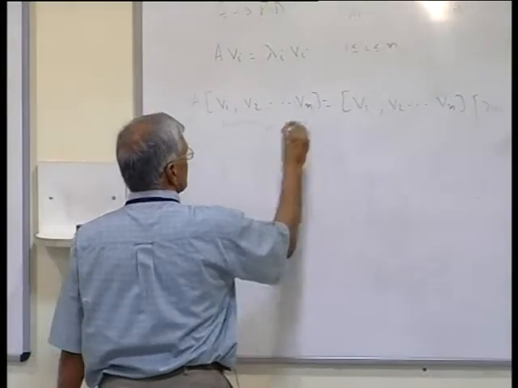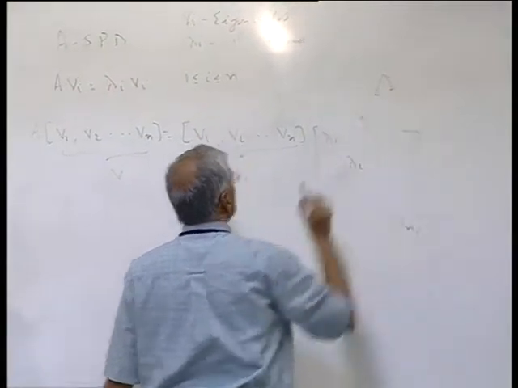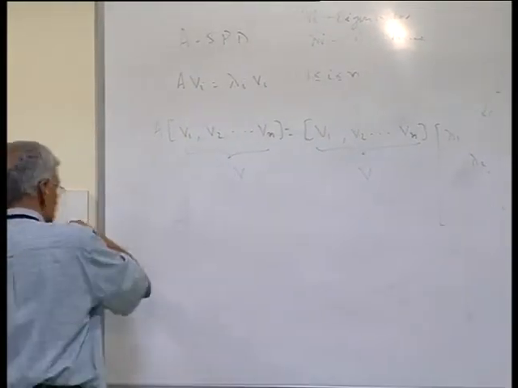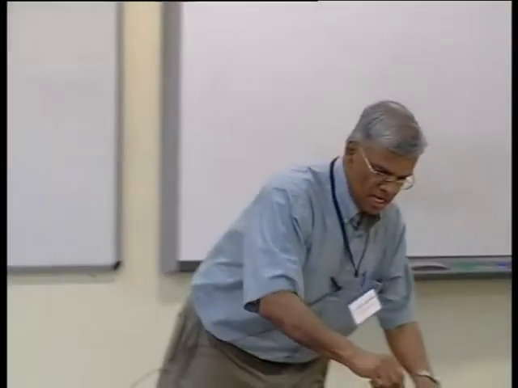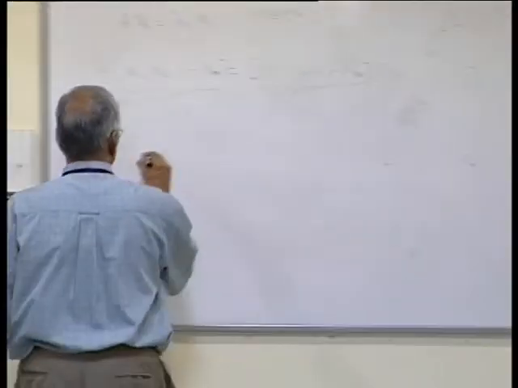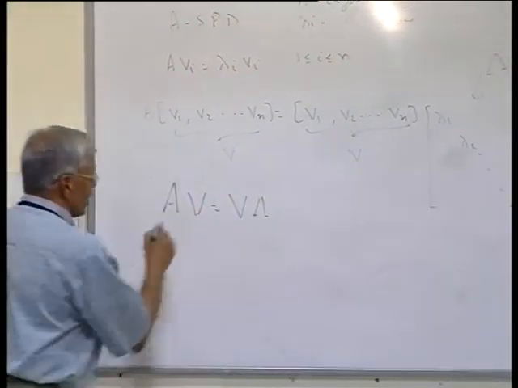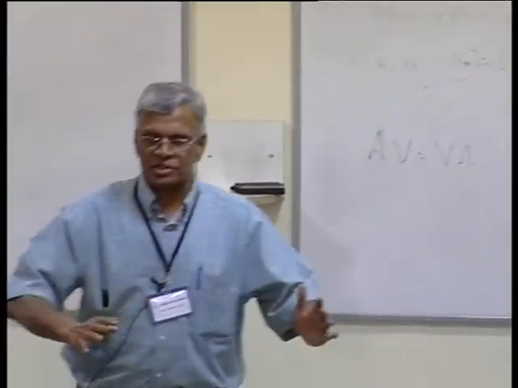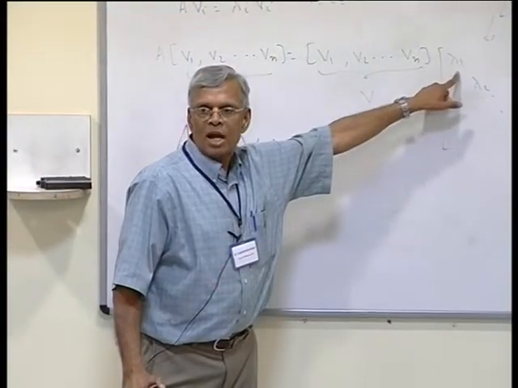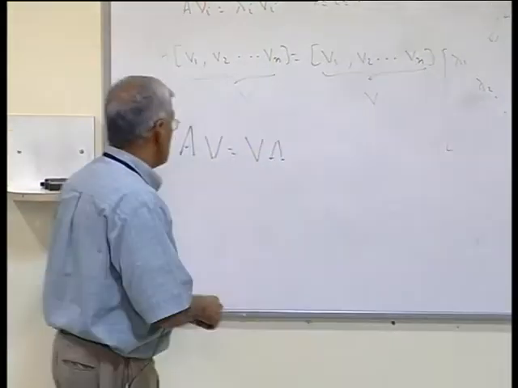So I'm going to call this matrix V, and this diagonal matrix lambda. So I have these n relations written as one single relation, which is AV is equal to V lambda. So what is V? V is the matrix of eigenvectors. The first column is the first eigenvector corresponding to the first eigenvalue lambda 1. The second column is the second eigenvector corresponding to the second eigenvalue lambda 2. So V is an n by n matrix.